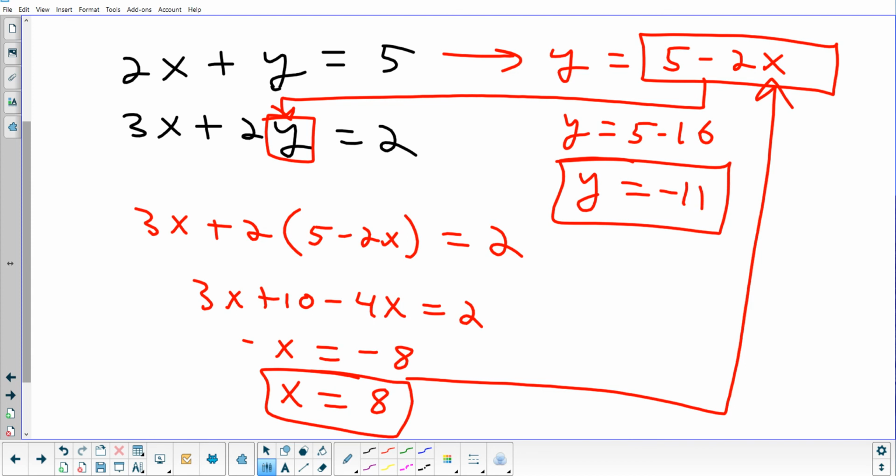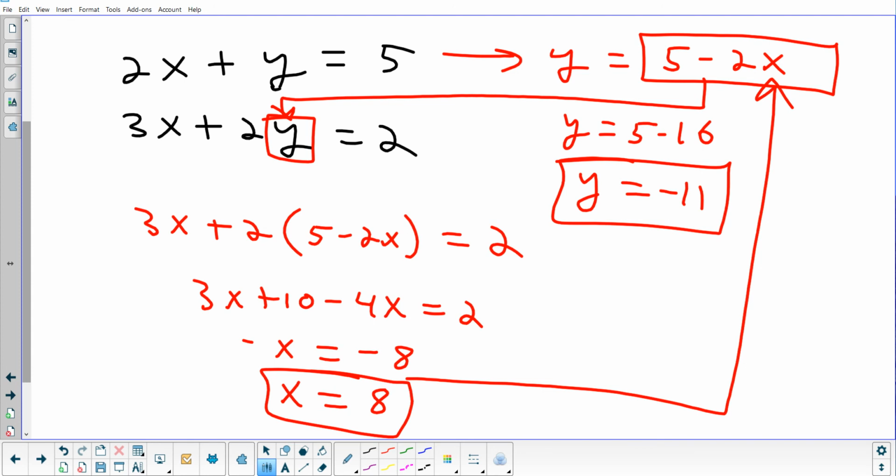Now, if you want to check, you can plug it back in and see. So 2 times 8 is 16. 16 plus negative 11, that's 16 minus 11. Yep, that's 5. And 3 times 8 is 24. 2 times negative 11 is negative 22. So we've got 24 minus 22 equals 2. So we know we did it right.